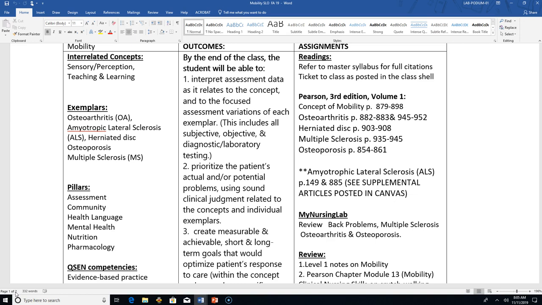Today we're continuing the concept of mobility. Last week we studied mobility. We talked about herniated disc last week. We talked about osteoporosis and osteoarthritis. Let's recap and see what we remember from those. And what do you think is important to remember? If it's important to remember them, we have to remember them.